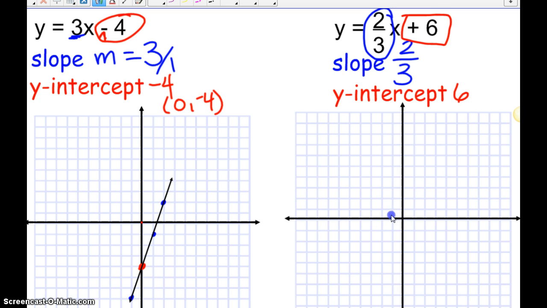So here's my graph. I start here. My y-intercept, that's the point (0, 6). So 1, 2, 3, 4, 5, 6. There it is. From there, I move with my slope. Up 2, over 3. Up 2, over 3.